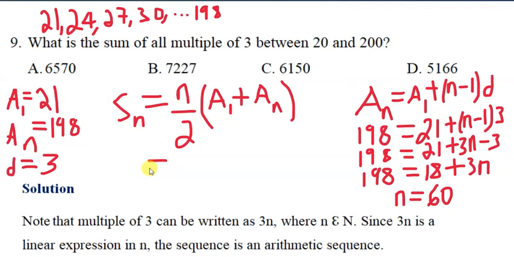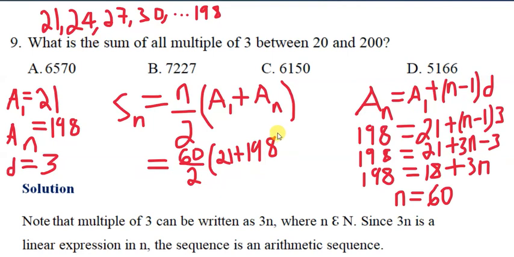Then put every variable. That means n, d is unnecessary to find the sum of this sequence for this particular question, since we have already n, the number of terms, a1 and an, and therefore our n is 60. Put it here. 60 divided by 2, multiplied by a1, which is 21, plus 198.